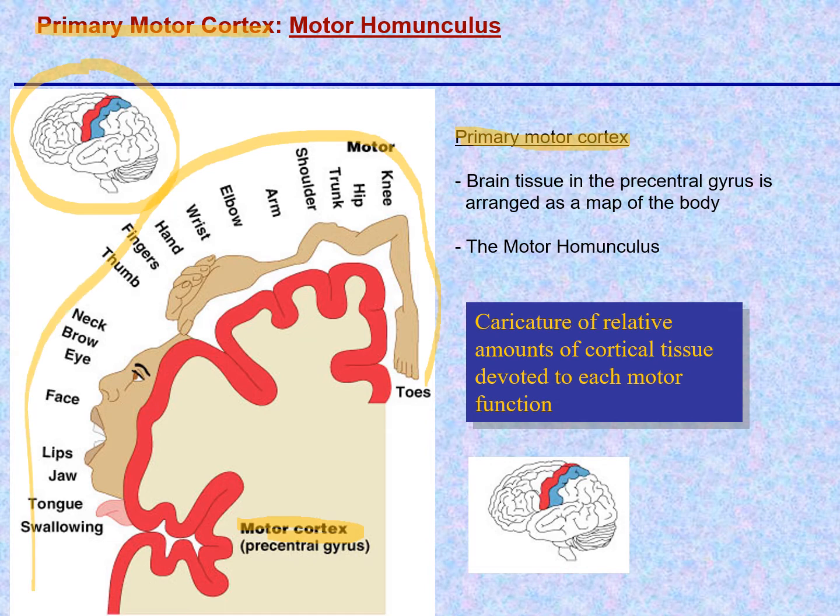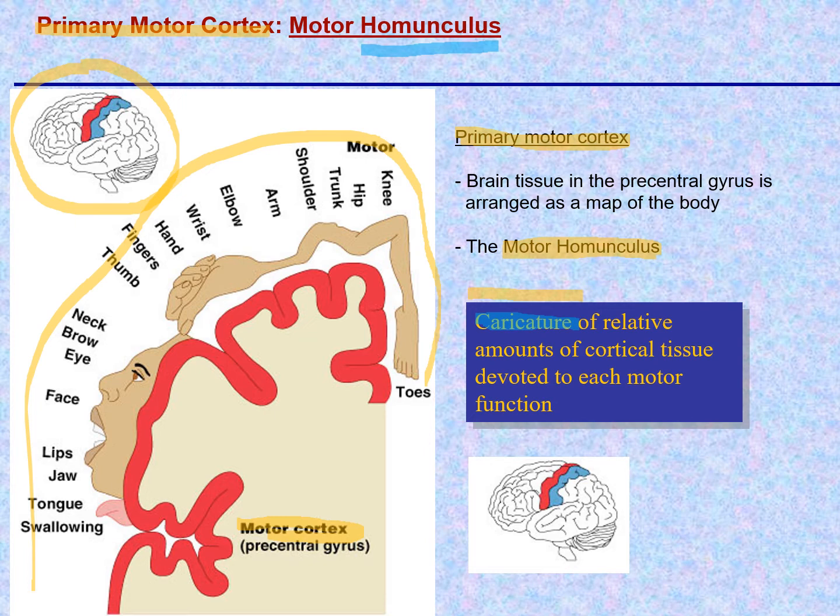And this kind of caricature here, the word is caricature, it's like a comic figure or drawing showing the relative amounts of cortex devoted to each different part in terms of motor function. That is called a homunculus. Okay, so we're looking here in this diagram at the motor homunculus, which is found in the primary motor cortex of the precentral gyrus. And different parts control different parts of the body.